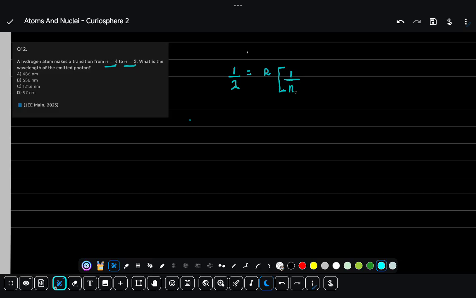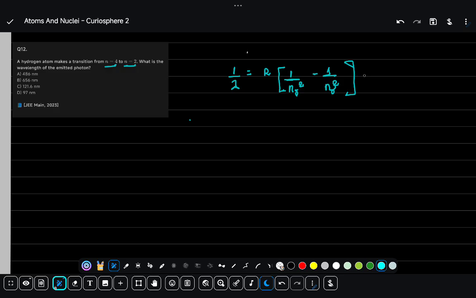1 by n out or inside, n out or n in square minus 1 by n out square. Always have this in mind. You don't be like n final, n initial, it will be confusing. Whatever orbit is inside, you put it first: 1 by n inside squared minus whatever orbit is outside, 1 by n outside squared.